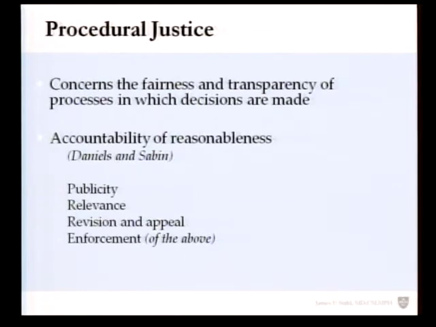So when we're making policy, there's a whole school out there that's developed called procedural justice. So this concerns fairness and transparency of the process in which decisions are made. And this is based on, at least the current version of this is based on, work by Daniels and Sabin, and on the idea of accountability for reasonableness. And basically it has four elements to it: publicity, relevance, revision and appeal, and enforcement. Okay? And enforcement really is not the police, it's really making sure that publicity, which is making sure all the elements of a decision or a question about how you allocate something are out there for everybody in this room to know about.